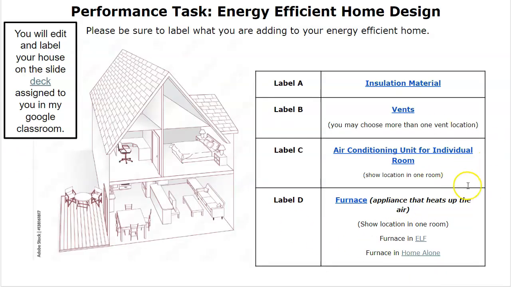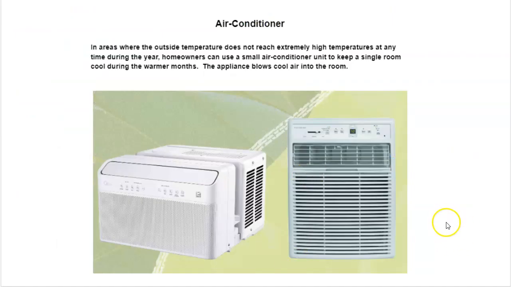The next one you're going to do is an AC unit for an individual room. So you're going to put one AC unit in one room. These are not going to be the large units that we're used to seeing on the outside of the home, but instead an individual unit. It might look like something like this, or it might look like something like this. Usually you'll see them as window units that people use to cool down one room.